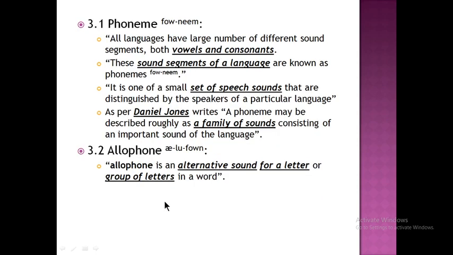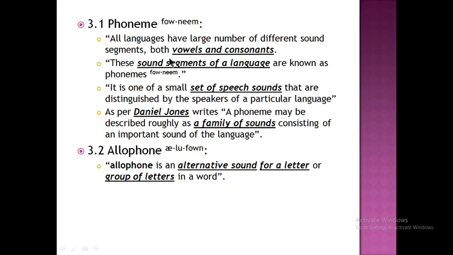Let's move ahead to the next one. This is the phoneme. Another thing which is important to know is what a phoneme actually is. This word must be very new to most of you, but the things related to this phoneme are not unknown to any of you. The content, the ingredients which are part of this phoneme are not new to you.